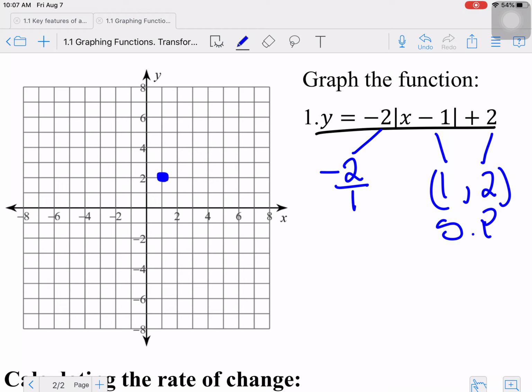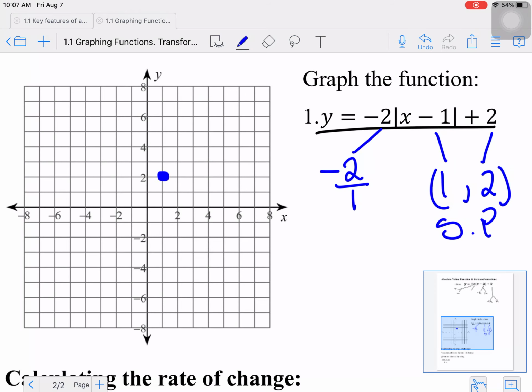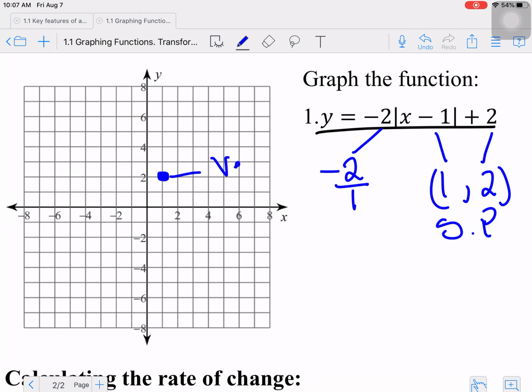Now, here's something that I want you to add to your vocabulary notes. Your special point, in this case, for an absolute value function, we call it a vertex. And I'll show you in a minute why we call it a vertex.